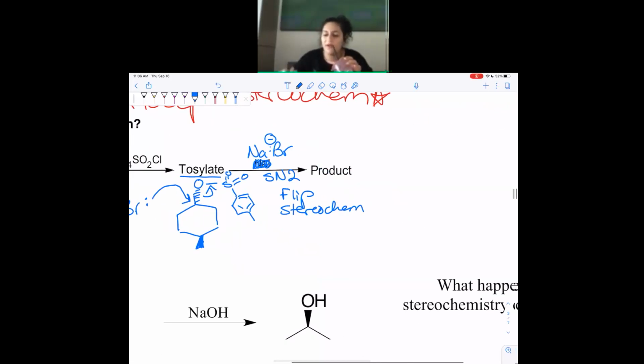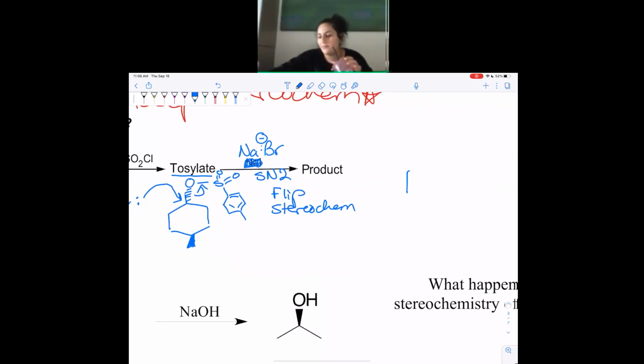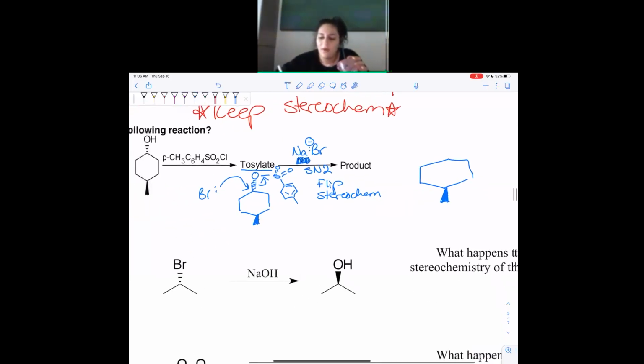Cool. So our final answer is going to be this. This does not change. Only the stereocenter with alcohol changes. But we go from wedged to dashed. And what do we have here? What's the group that we added?